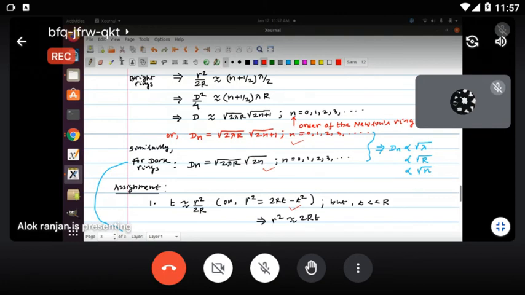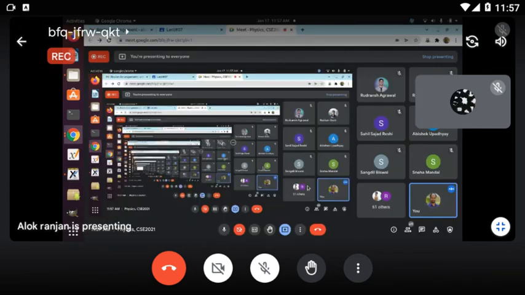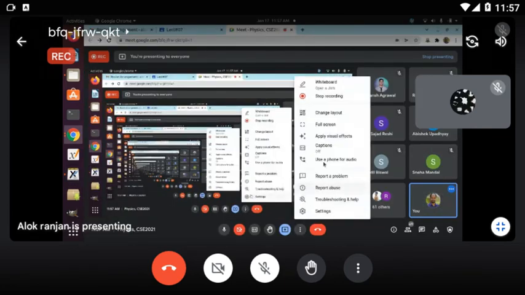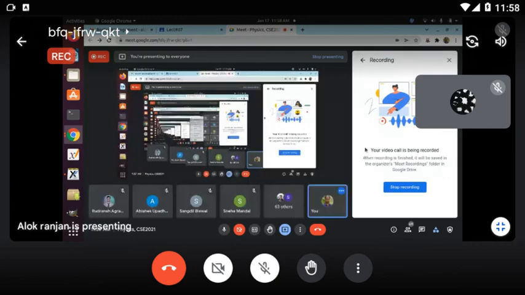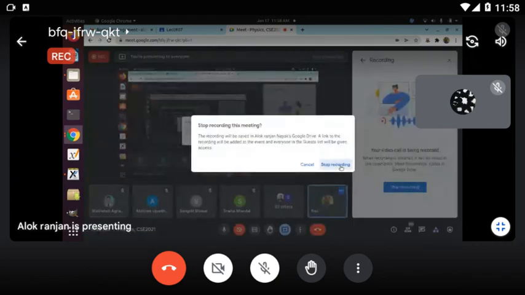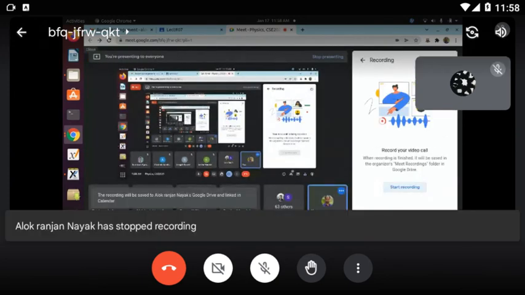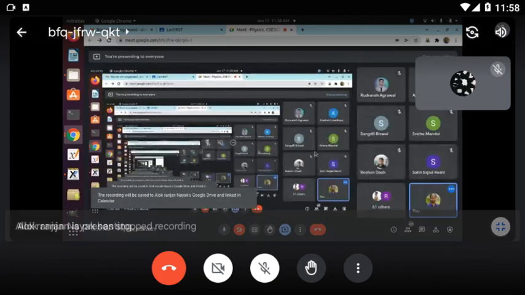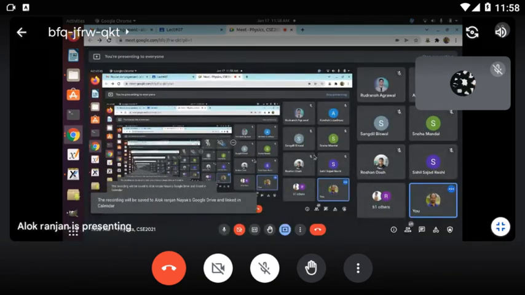So this is all about Newton's rings. So any question?